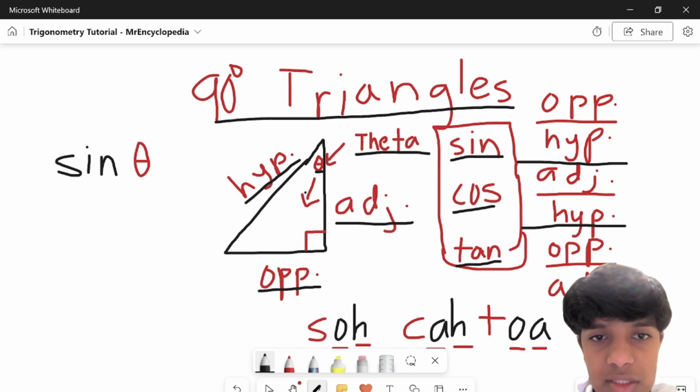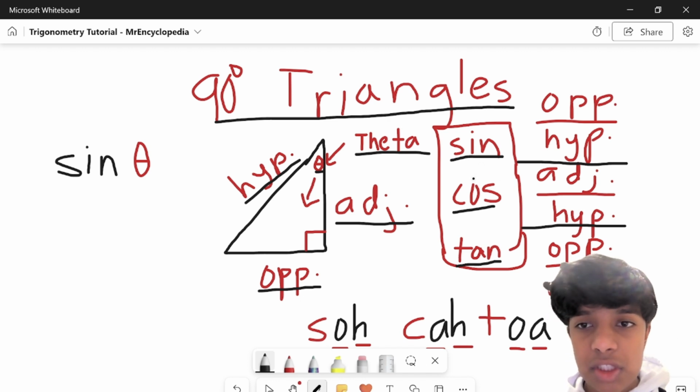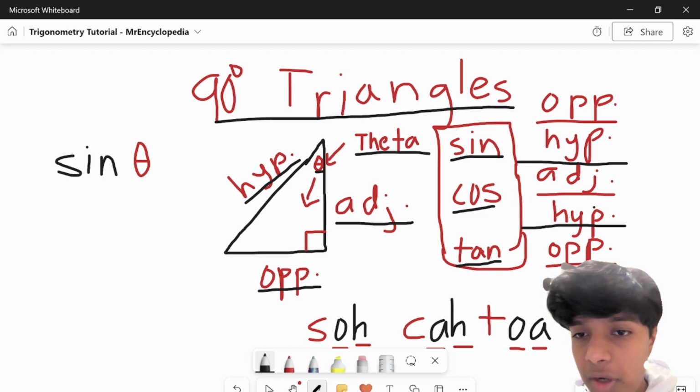Next is the hypotenuse, and just like in any other right triangle, the hypotenuse is always opposite of the right angle, always, period. Then the adjacent side is the side that's close to theta but is not the hypotenuse, so this side. Now let's talk about the definitions of the three major parts of trigonometry: sine, cosine, and tangent. Sine, written sin, is opposite over hypotenuse. Cosine, abbreviated cos, is adjacent over hypotenuse, and tangent, which is tan, is opposite over adjacent.